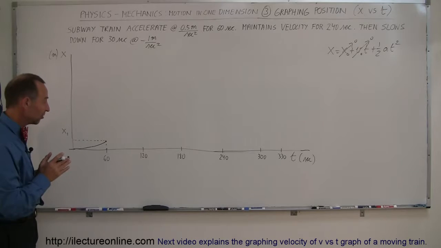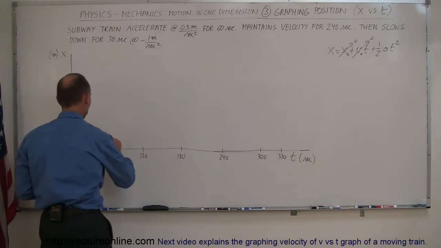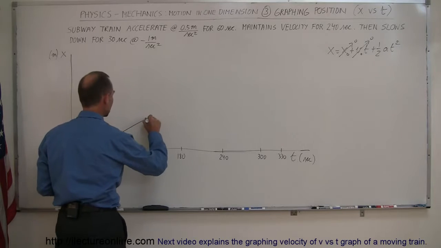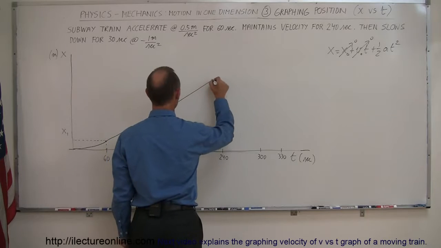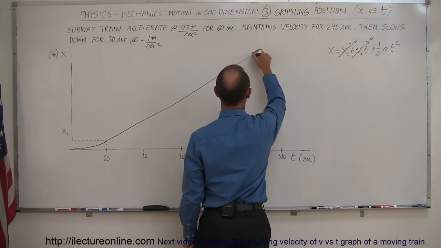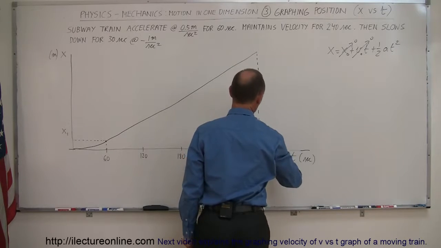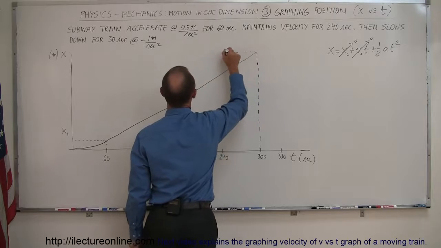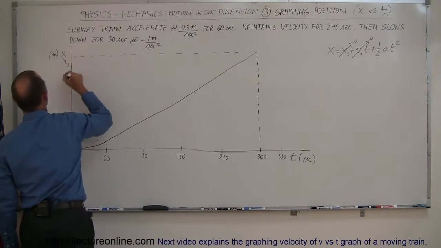Now after the first 60 seconds, it now maintains the speed that it obtained, which means that it's going to continue like this in a straight line until another 240 seconds are elapsed. Does this kind of look like a straight line? I was hoping it would. There we go. So there's a straight line. So that's an additional 240 seconds elapsed. The train will now have reached this position right here, and let's call this x2.